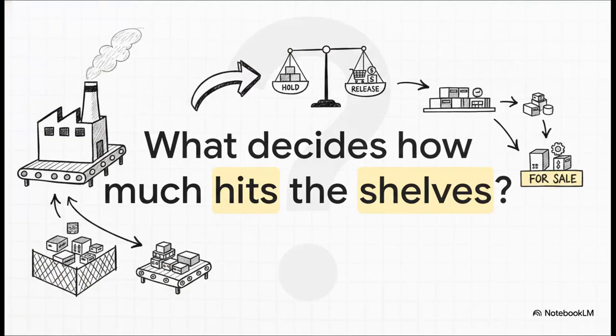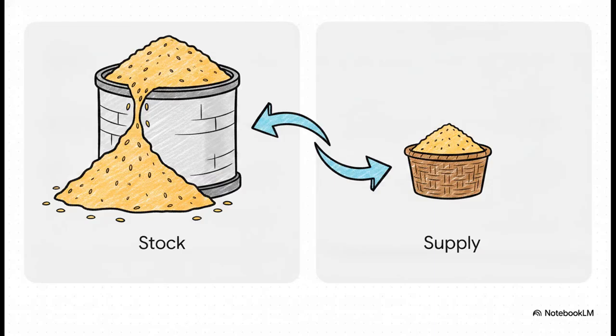It's really easy to assume that literally everything a factory produces just immediately hits the shelves, right? But the reality is actually much more calculated. A producer makes a very distinct, deliberate choice between what they hold on to and what they actually release into the wild. Think of it like this. Let's say a farmer harvests 10,000 kilograms of wheat. That is their stock. It's the intended, potential supply just sitting in a silo at a single point in time.